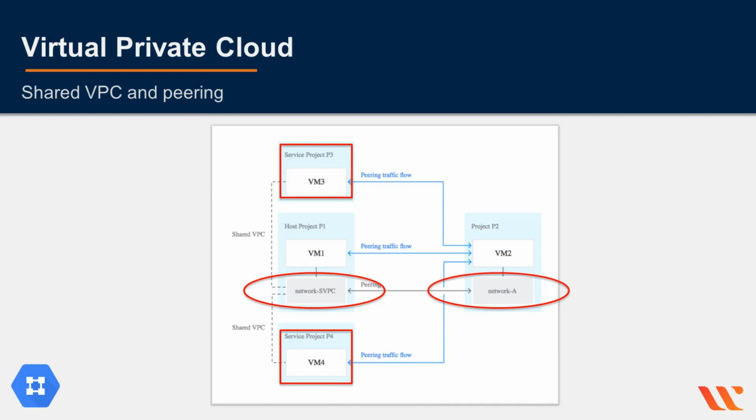So what happens here is the VM instances in shared VPC service projects that are using the network SVPC, which are VM3 and VM4, have private internal IP connectivity with any endpoints associated to network A. Also, the VM instances associated to network A will have private internal IP connectivity with any endpoints associated to network SVPC, regardless of whether those endpoints live in the host project or in the service project.